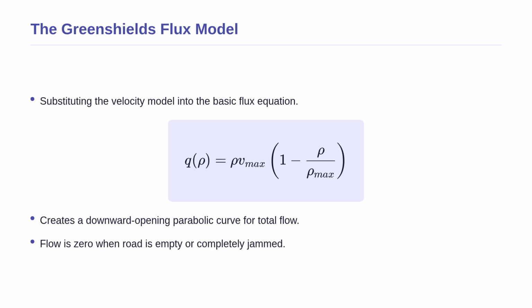Now, let us combine what we have learned. By substituting the Greenshields velocity model into our basic flux equation, we get a new formula for the total traffic flow as a function of density. Because we are multiplying density by a term that also contains density, we create a downward opening parabolic curve. This tells us something fascinating. The flow is exactly 0 in two extreme situations. First, when the road is completely empty, and second, when the road is completely jammed. Between these two extremes, the flow must rise to a peak and then fall again as crowding forces drivers to slow down.